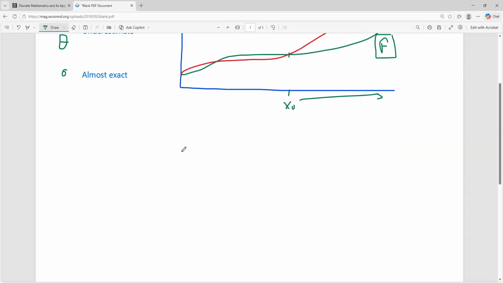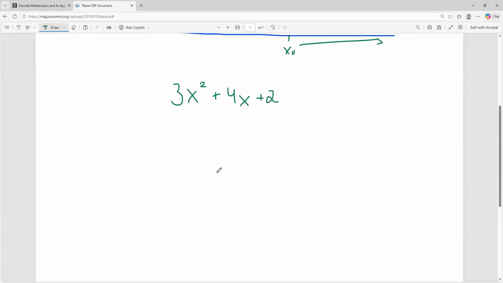Let's give an example real quick. Say I want to find the big O of this function, say 3x squared plus 4x plus 2. I want to bound this function.